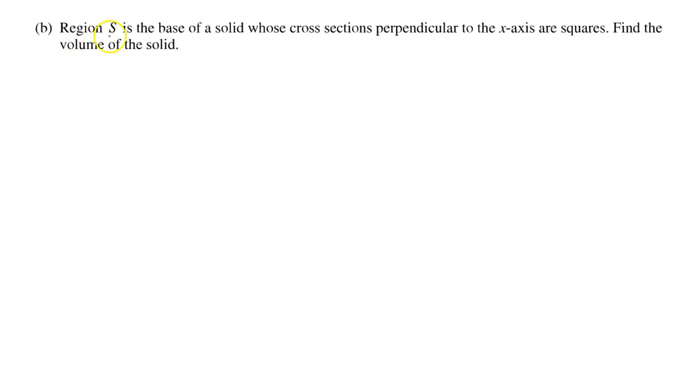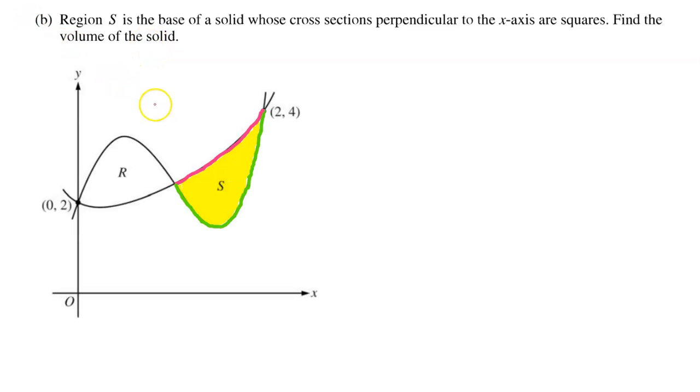Part B. Region S is the base of a solid whose cross-sections perpendicular to the x-axis are squares. Find the volume of the solid. When they say that region S is the base of a solid, I want you to picture an oddly shaped loaf of bread that is sitting on region S. Region S is the footprint of this weird bread, and we are looking down on the loaf from above.